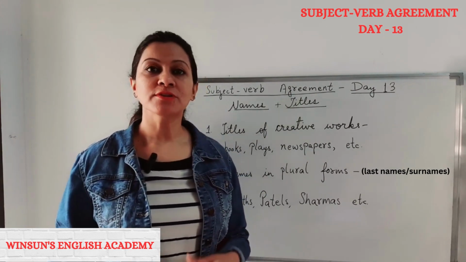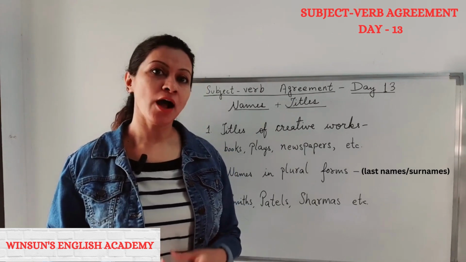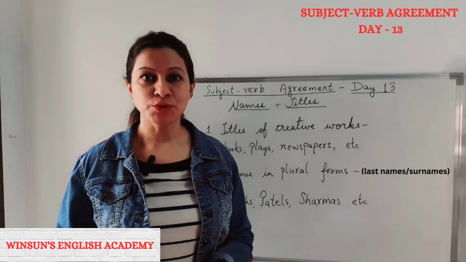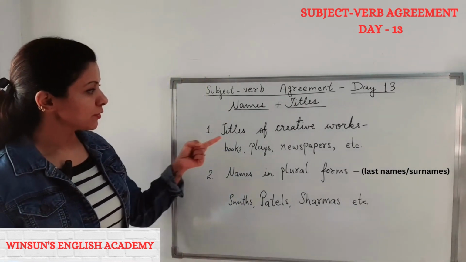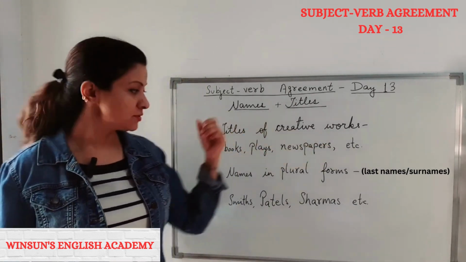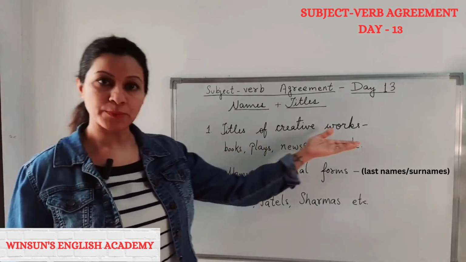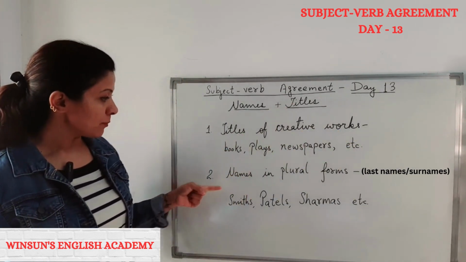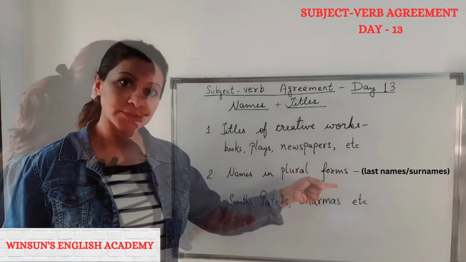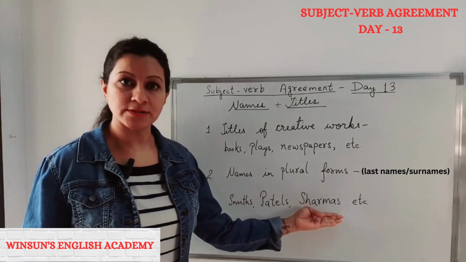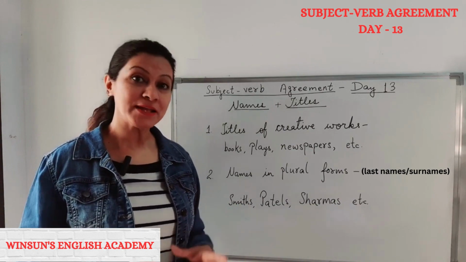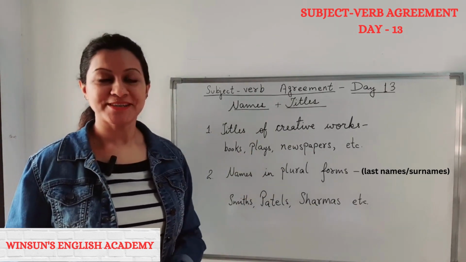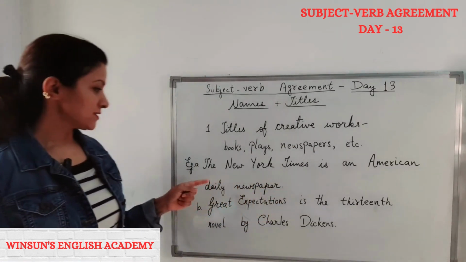Today we are going to learn about names and titles and how we understand subject-verb agreement when it comes to them. In today's class we are going to discuss titles of creative works, for example books, plays, newspapers, etc. And also names in plural forms: Smiths, Patels, Sharmas. So how do we frame a sentence keeping in mind subject-verb agreement? Let's begin. Let us look at these two examples.